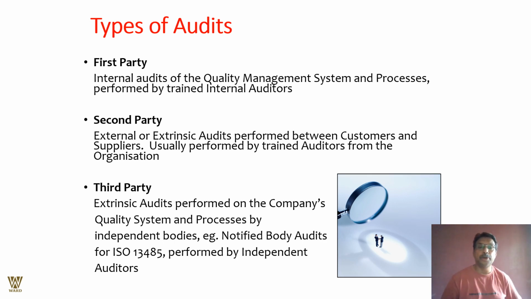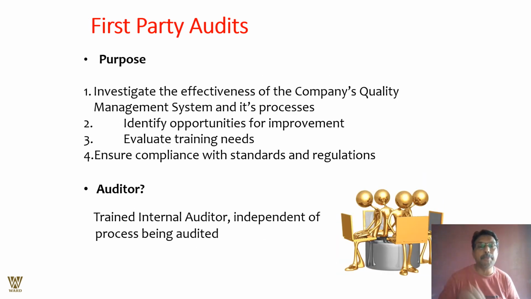If it is a first party audit, it is the internal audit of the QMS, quality management system, and process performed by trained auditors who are employees of your organization. The second party audit is the external or extrinsic audit performed between customer and supplier, usually by trained auditors from the organization. The third party audit is a completely external audit of the company's quality management system and process by an independent body. Example: notified body audits for ISO 9000, 13485, performed by an independent auditor.